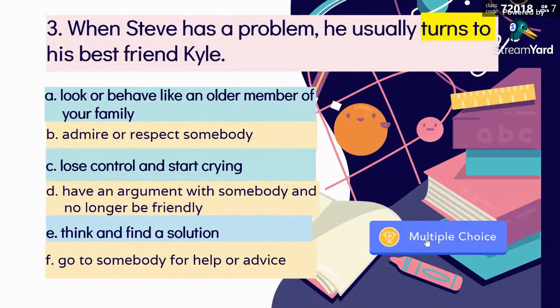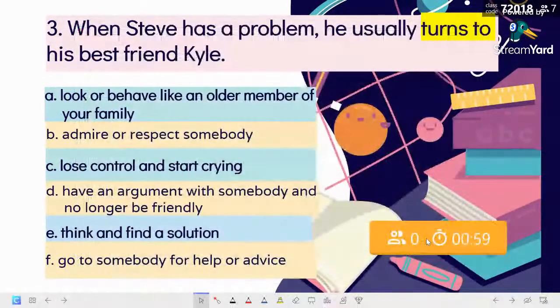Okay, start. When Steve has a problem, he usually turns to his best friend, Kelly. Okay, not so sure, but how you call it. So turns to. So when you use the phrasal verb turns to, what does it mean?